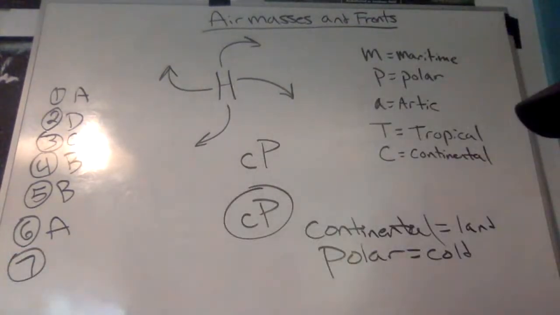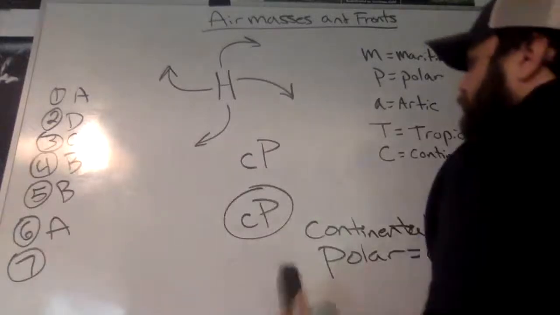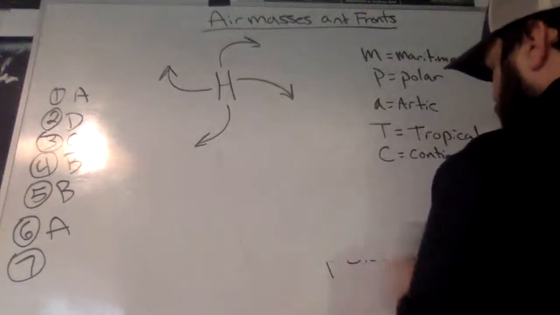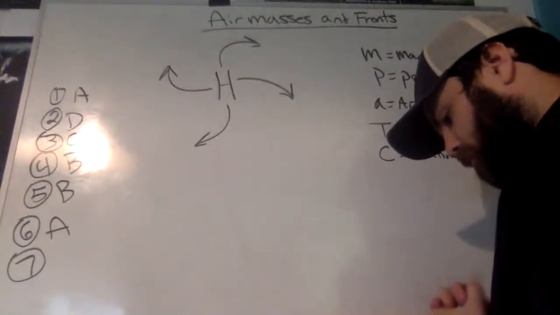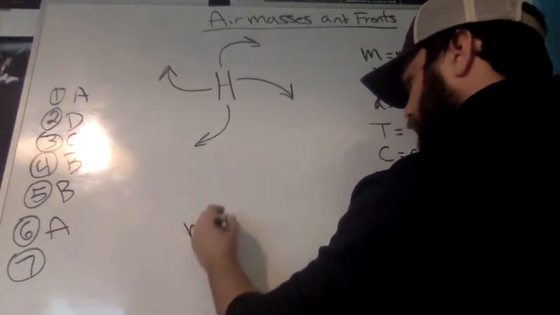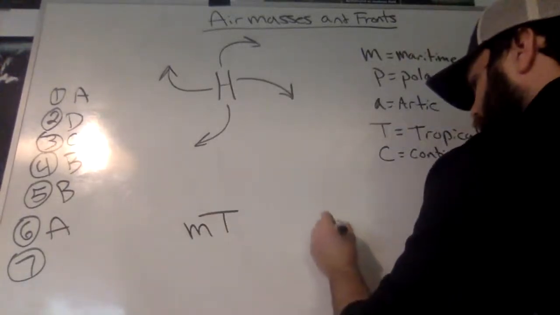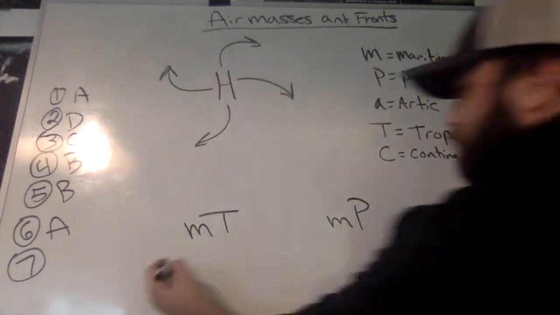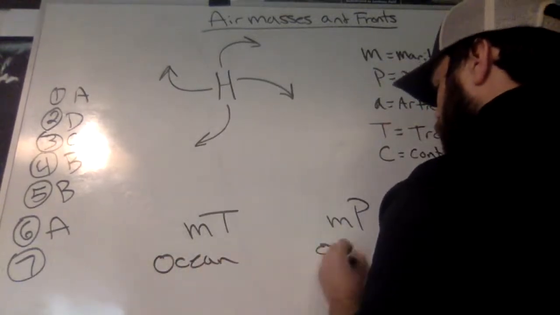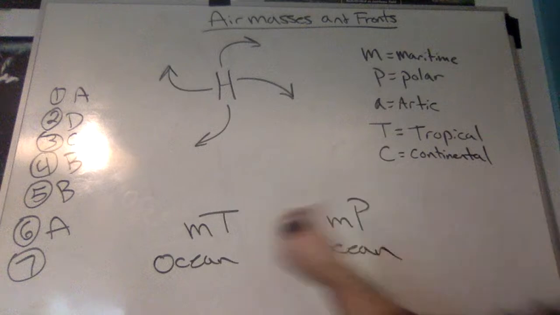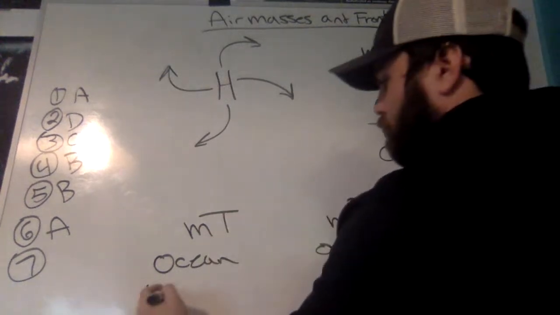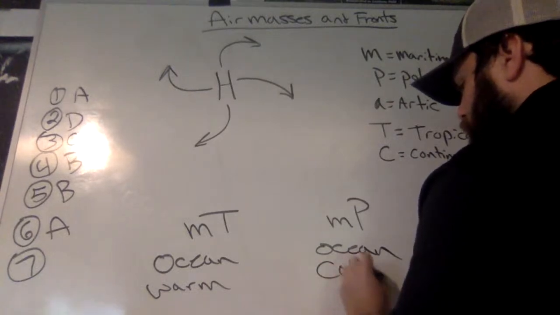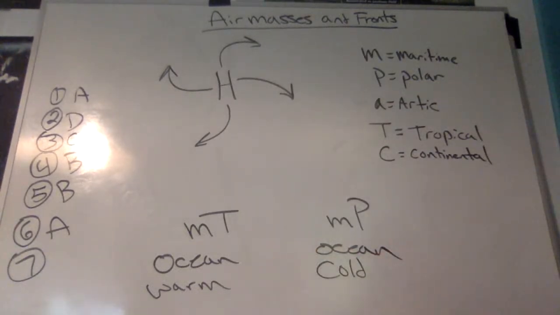All right, number 7. Compared to the maritime tropical air mass, a maritime polar air mass has... so we are comparing. They give us MT, and then they also give us MP. So we've got two maritimes, and we know that maritime is over the ocean, so both of these form over the ocean. Now, we have a tropical and we have a polar. Tropical is going to be warm, and polar is going to be cold, or cooler than the tropical.